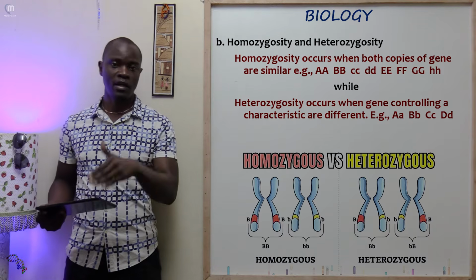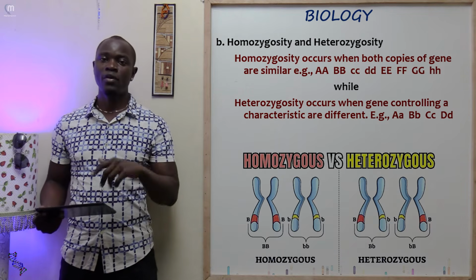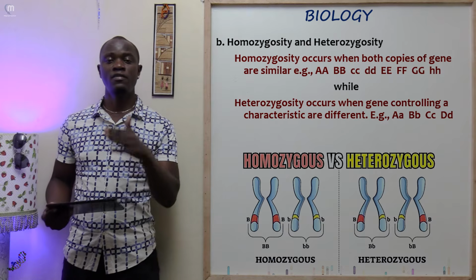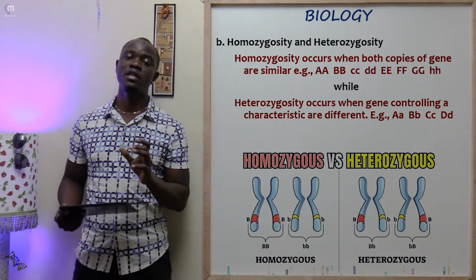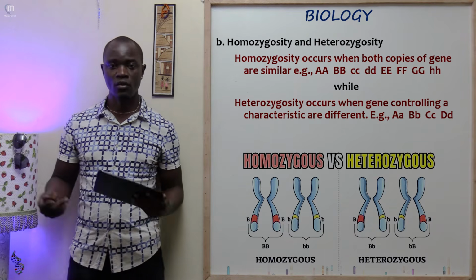We have allele A and A. We have allele B and B. We have recessive C. We have recessive D. So if the alleles are the same, this condition is called homozygosity.